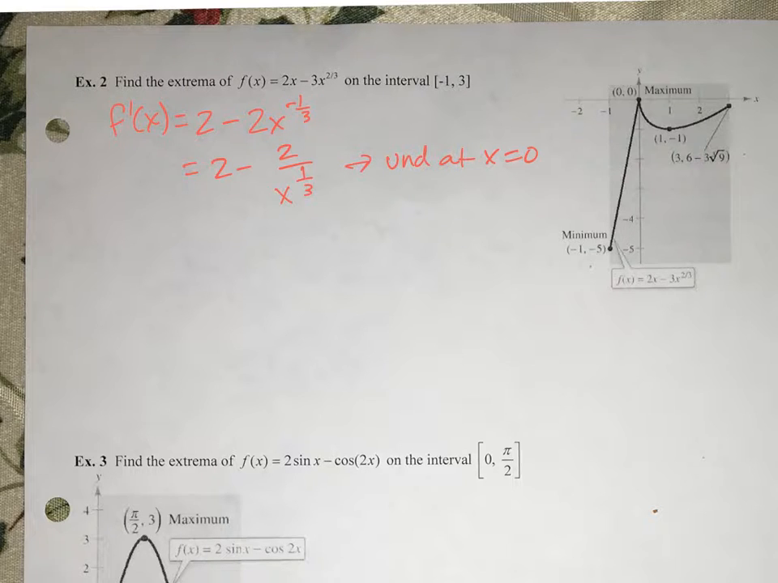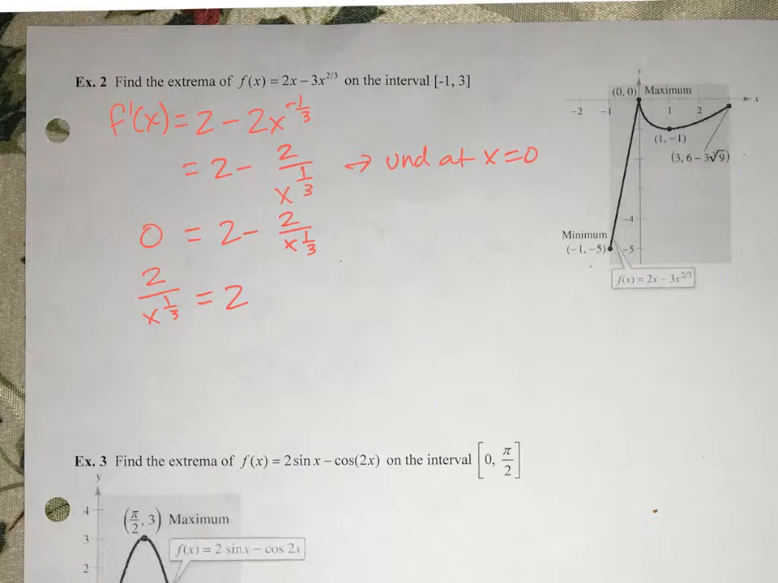The other candidate would happen anywhere that this derivative would be equal to 0. So let's do a little bit of thinking here. When would this derivative be equal to 0? So I'm going to just take the derivative and set it equal to 0. So that would be 2 minus 2 over x to the 1/3 power equals 0. And then I'm going to add that term to both sides and just write it as 2 over x to the 1/3 is equal to 2.